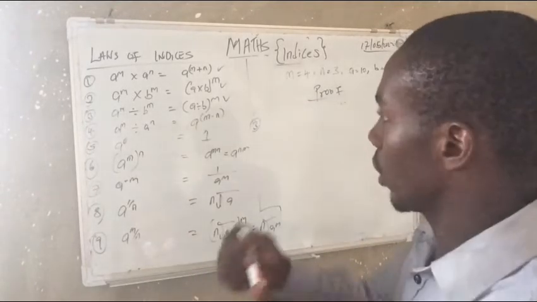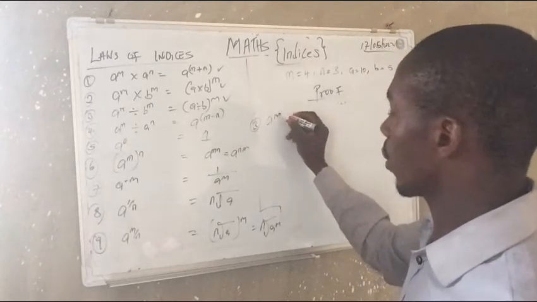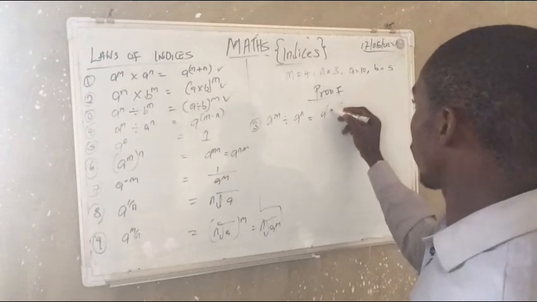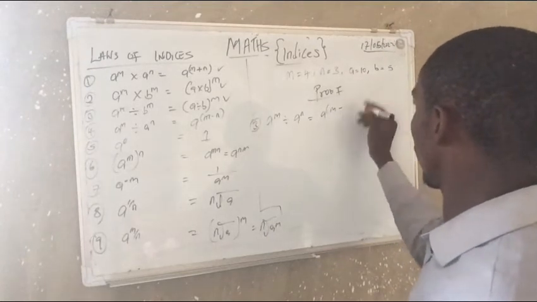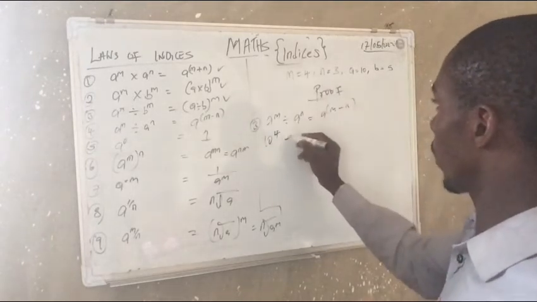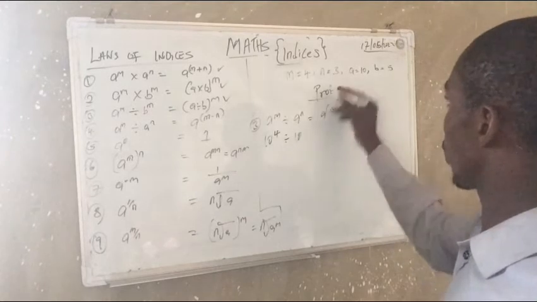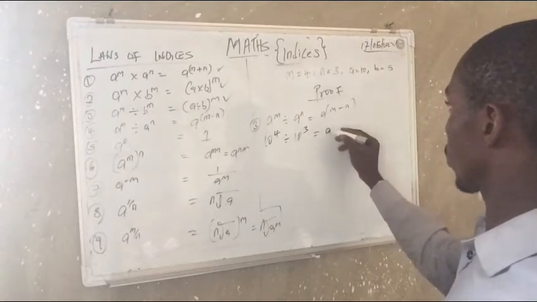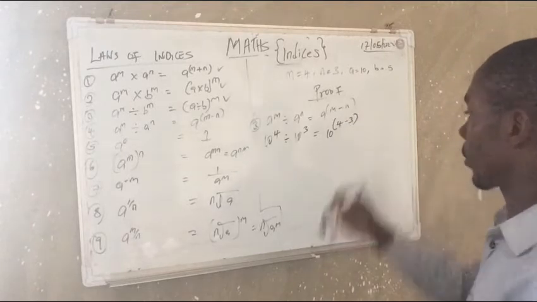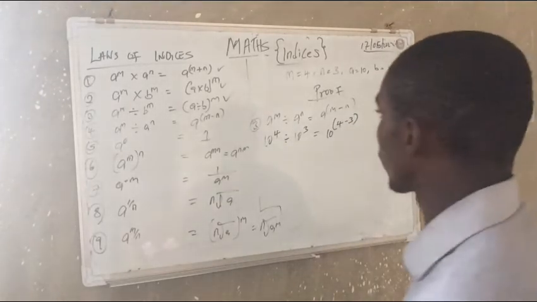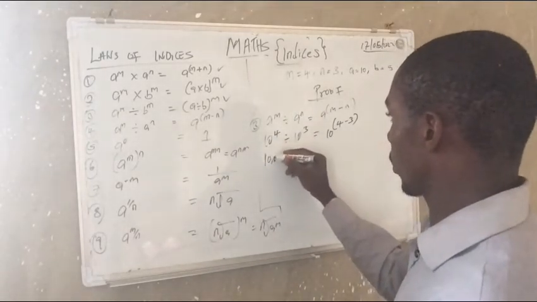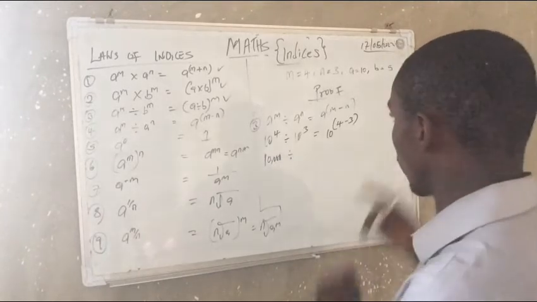We'll go over to the next one, which says a raised to the power m divided by a raised to the power n is equal to a raised to the power m minus n. So now remember that our a is 10. 10 raised to the power 4 divided by 10 raised to the power 3 is equal to 10 raised to the power 4 minus 3. So now 10 raised to the power 4, 10,000, you would have been used to it by now. 10,000 divided by what?